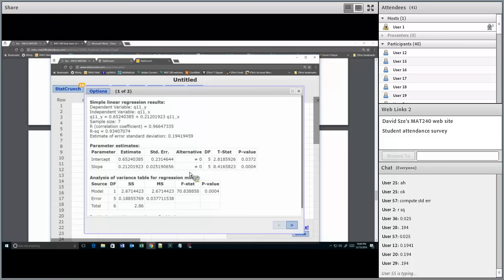Aha, Sal got it right. It's 0.194. Very good. It's given right here. See that? Estimate of error standard deviation. That's what we're looking for. That's the sigma that we're looking for. That's 0.194. Okay, so that's the answer to that.